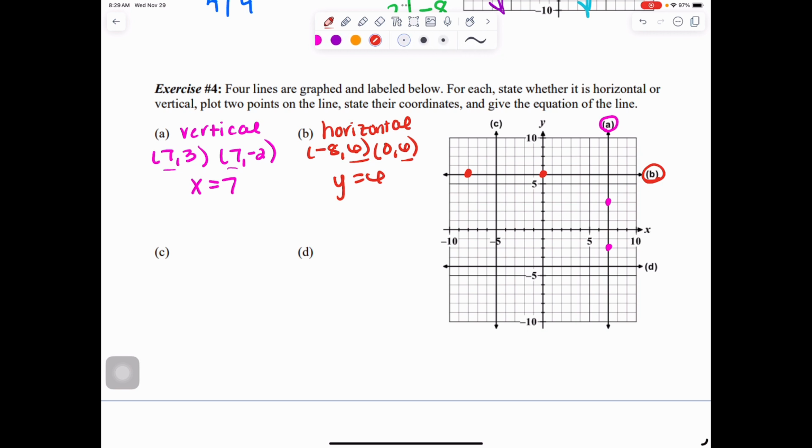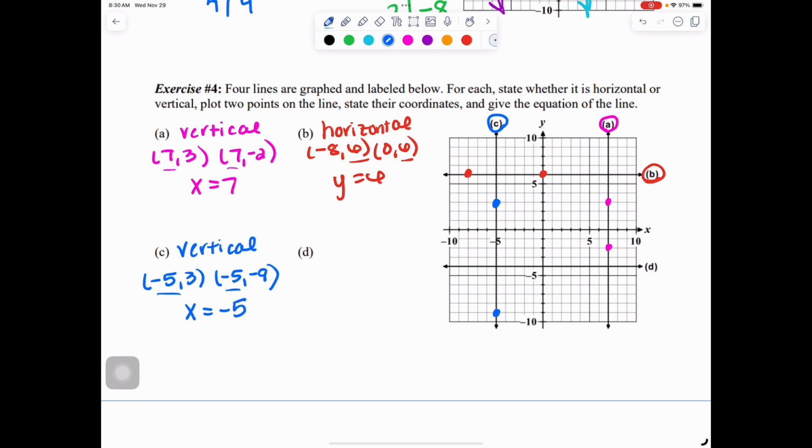We'll go to part C, or line C, I should say, is right there. So we see it's vertical. I had to pick 2 points, so I picked (-5, 3) and then I picked (-5, -9). And I see the thing they have in common is -5 and -5, so I know it's x equals -5 for my equation.